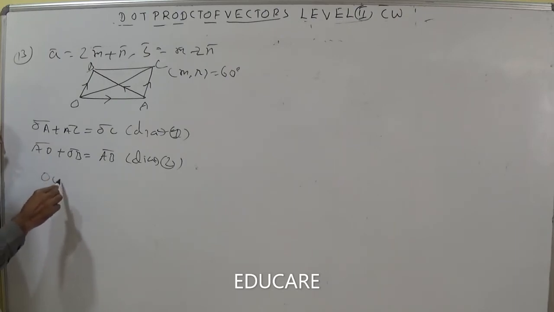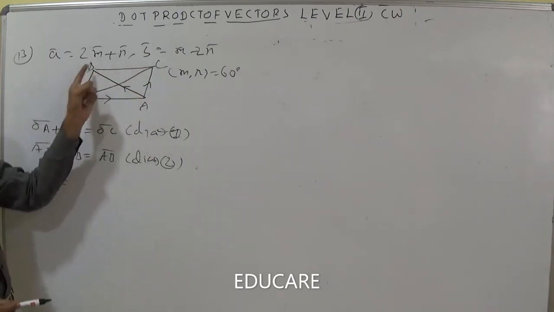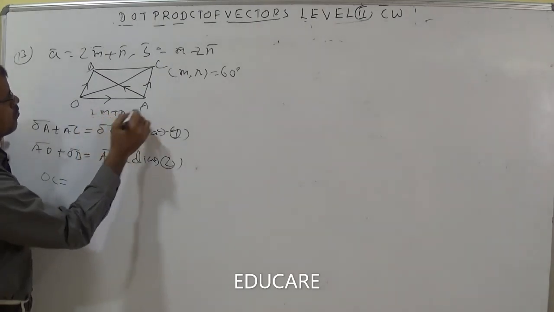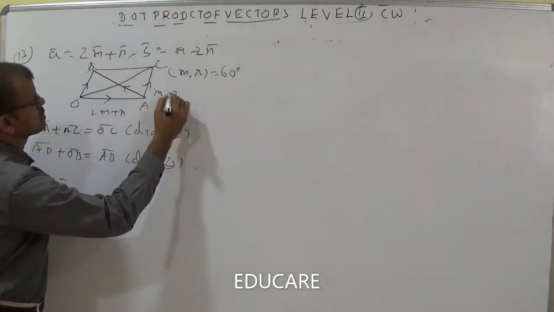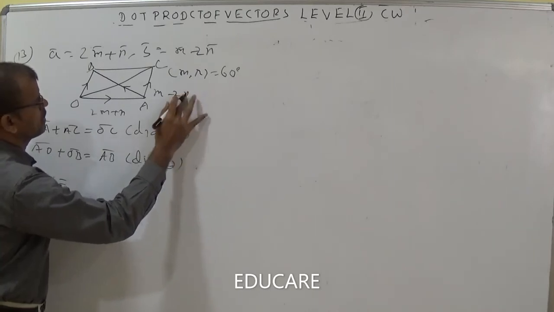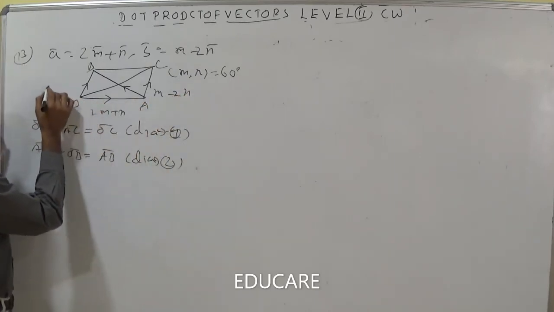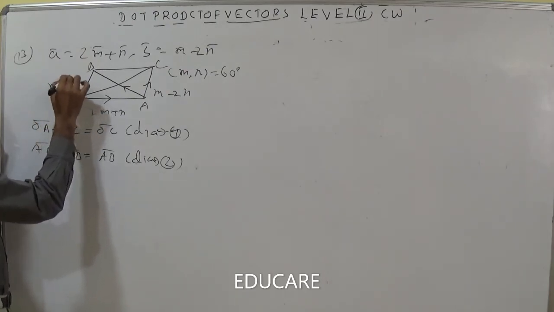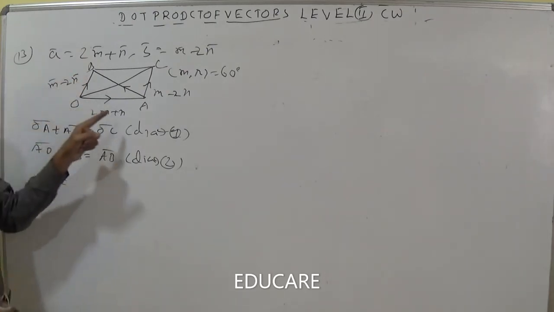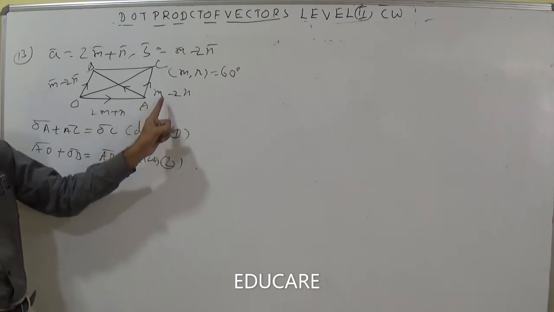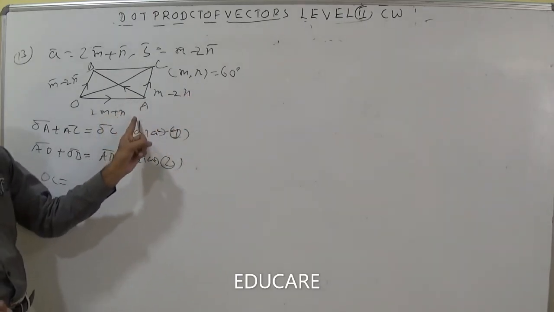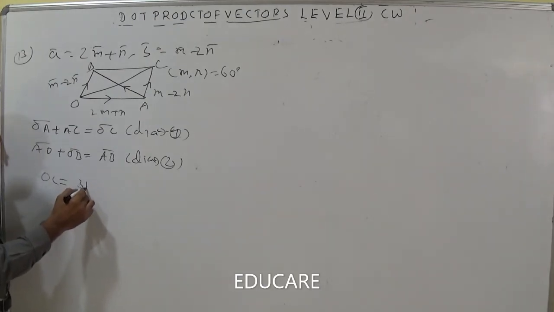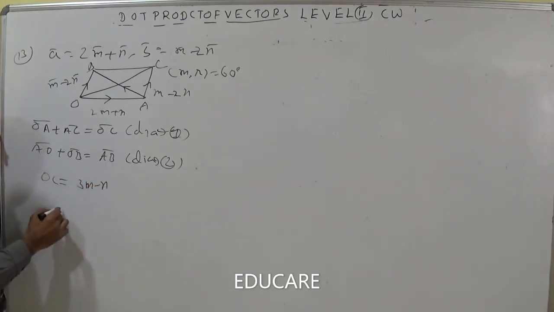Now OC I am writing, you add these two terms. Try to understand: 2m + n, and this one also m − 2n. Direction is important in the vector concept. OC is equal to 2m + n plus m − 2n. 2m plus m is 3m, n minus 2n is minus n. So we write 3m − n.